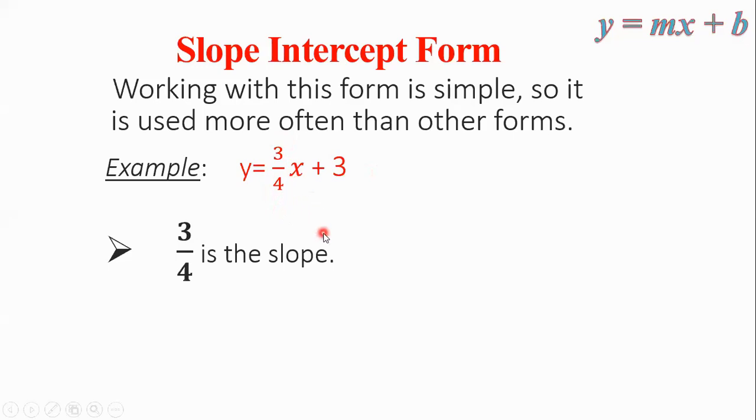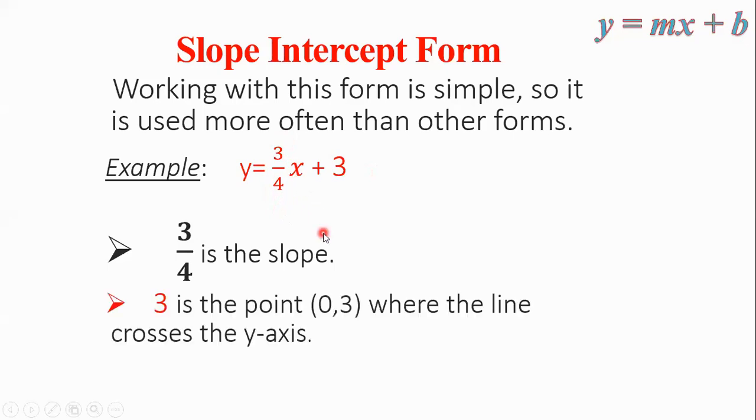And to take it a step further, 3 would be the point, or 0, 3 would be the coordinate where the line crosses the y-axis. So if you graph this line, when you draw the line, this line will cut the y-axis at 3, and that point would be 0, 3. But in today's lesson, we're only really focusing on the slope. And so the slope would be whatever coefficient is on x. Any questions so far?